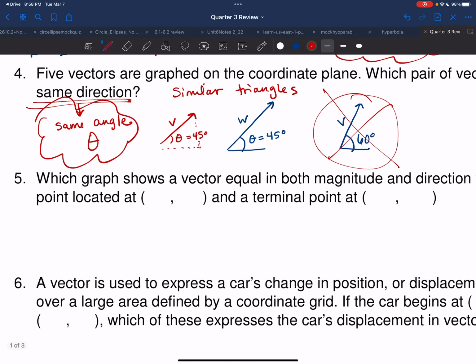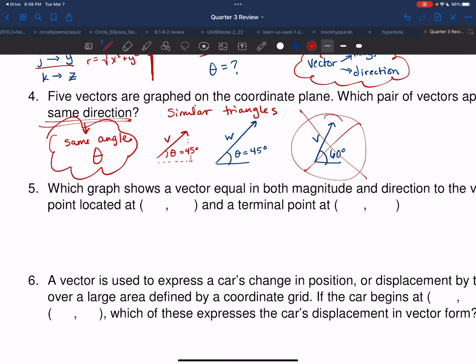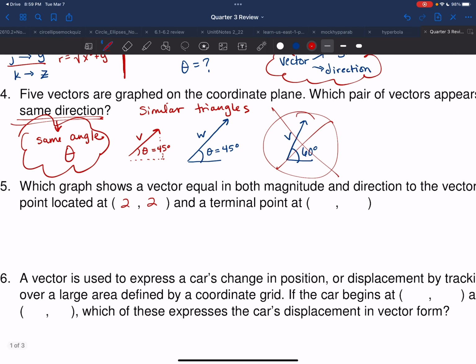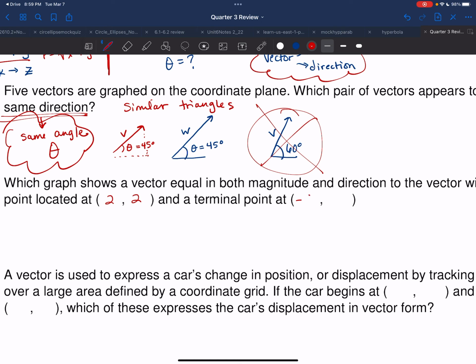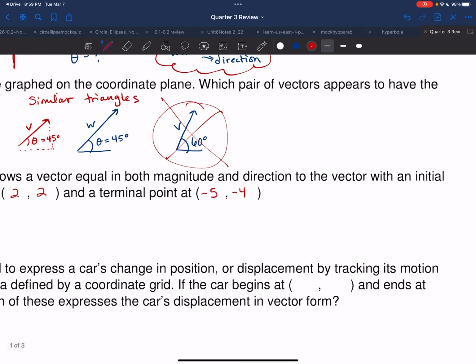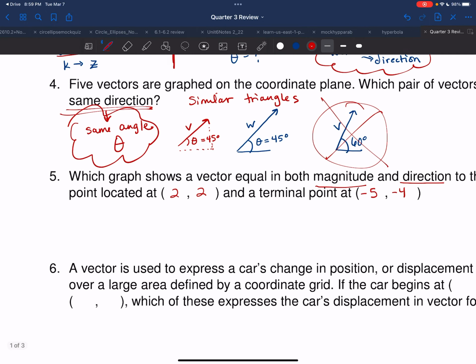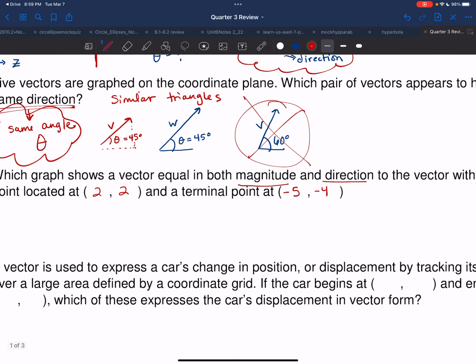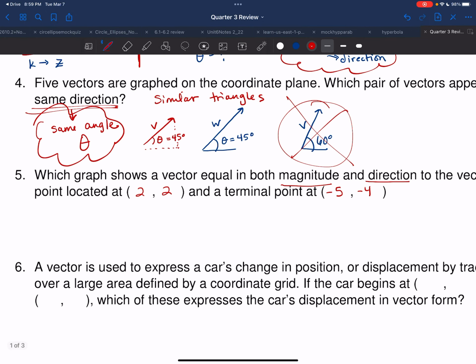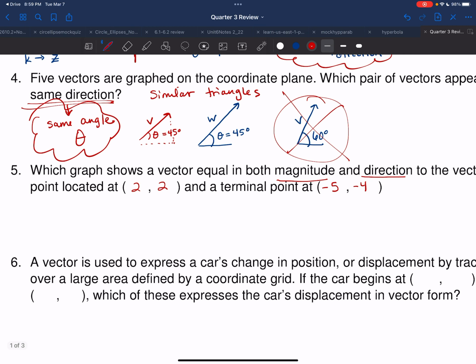All right, so number 5, which graph shows a vector, let's get those numbers in. We said 2, 2, and -5, -4. Which graph shows a vector equal in both magnitude and direction to the vector with an initial point located at 2, 2 and a terminal point located at -5, -4.